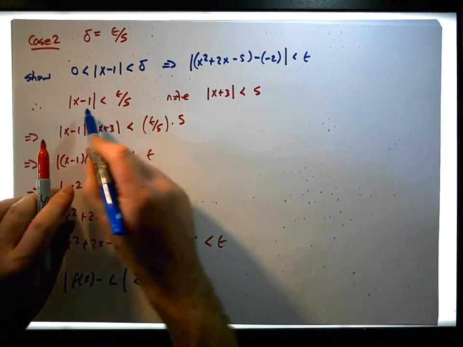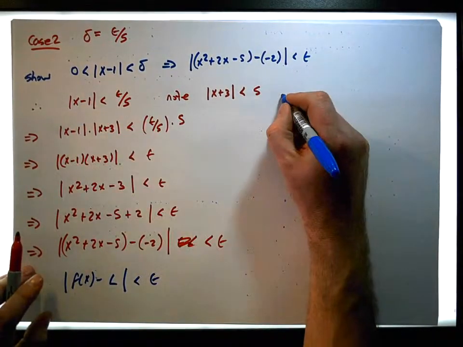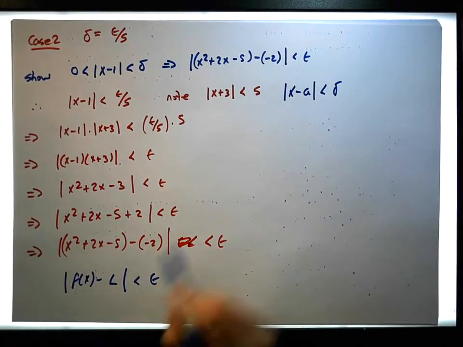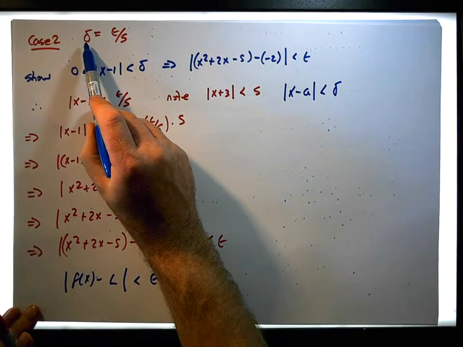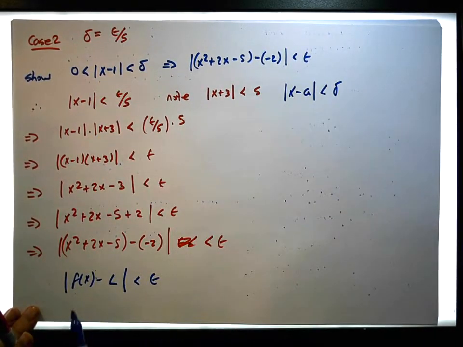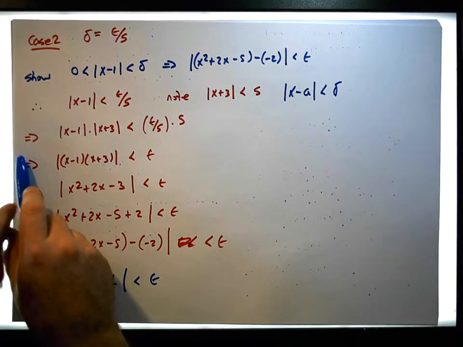So going from our premise, which is that |x minus a| is less than delta, we've just shown that under the restriction, under the case where the minimum delta is epsilon over 5, what we end up with is |f of x minus L| is less than epsilon.